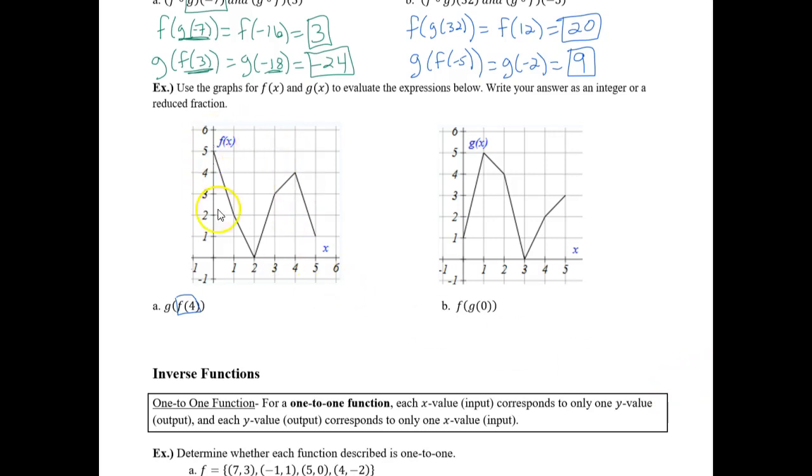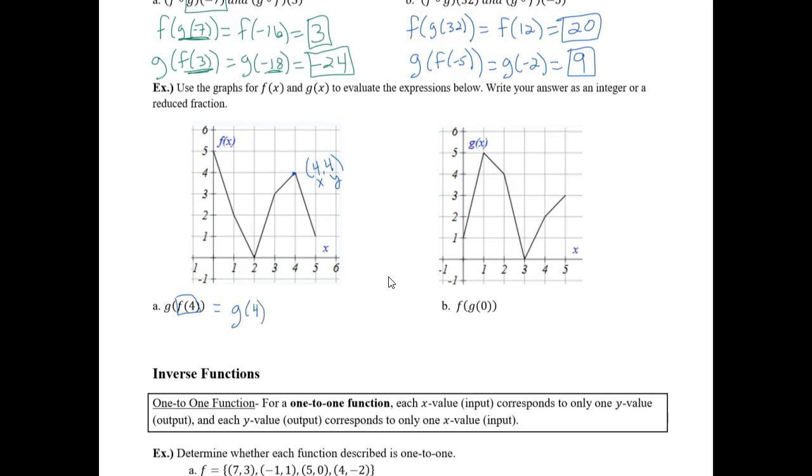We need to find f of 4 first. So on the function f graph, the input is x equals 4. The x is the x-axis. We go over to 4, and the output is positive 4. So the y value, right? This point here is the point 4, 4. The input we had was 4, and the output is also 4. So f of 4 is 4.